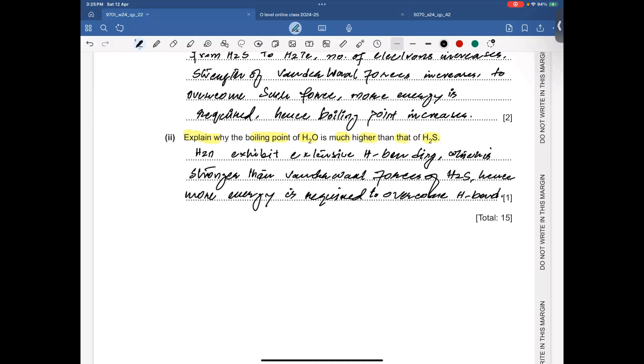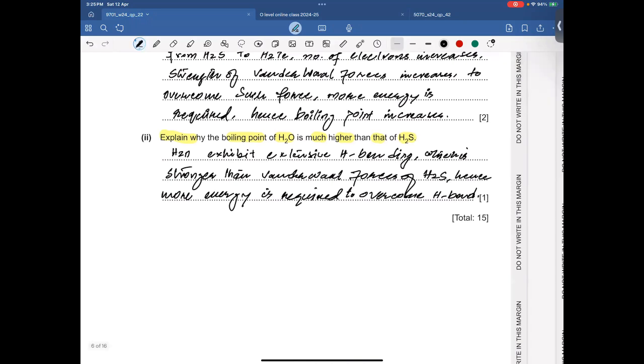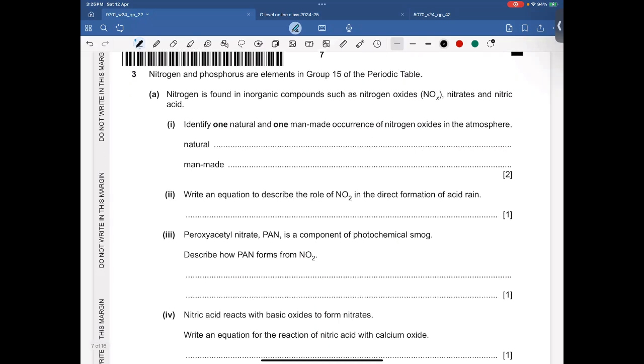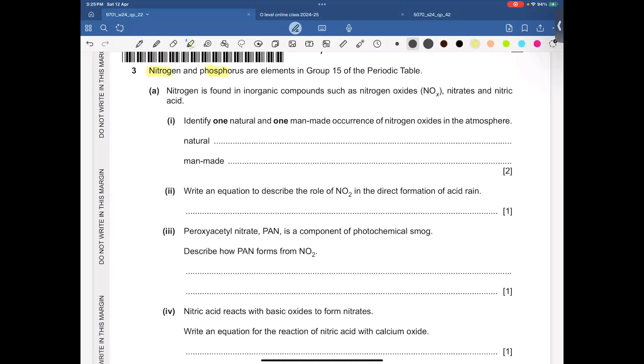All right, that's the end of this question. Let's move on to the next one. That's question number 3. Nitrogen and phosphorus are elements in group 15 of the periodic table. Nitrogen is found in inorganic compounds such as nitrogen oxide, nitrates, and nitric acid. Identify one natural and one man-made occurrence of nitrogen oxide in the atmosphere.